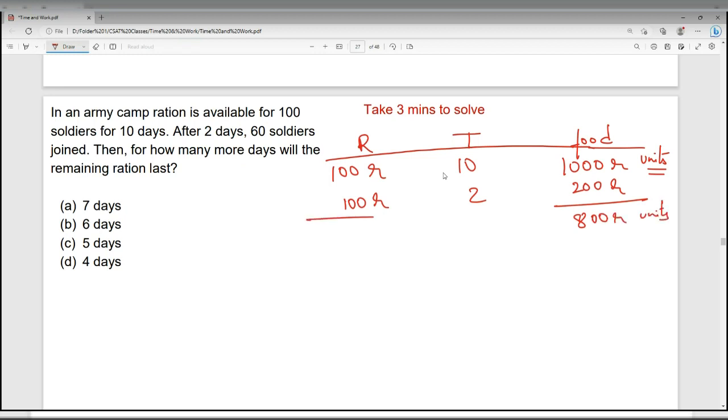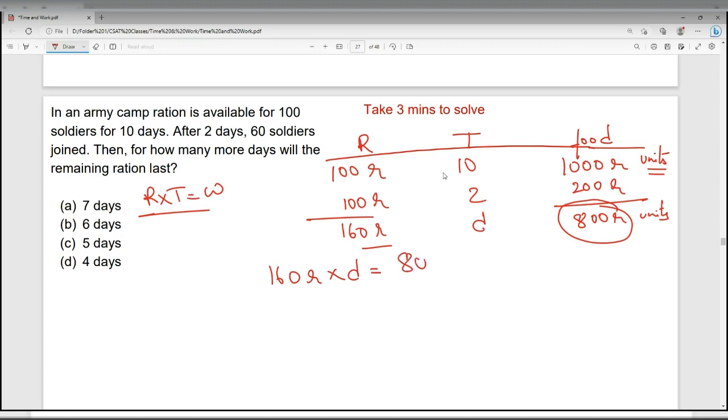Now they're saying 60 more soldiers joined. So 100 becomes 160, and the same eating speed, eating efficiency or whatever it is, so that is same. And they're asking for how many days will this remaining part last. So let that be D. So we can use this R into T is equal to W formula. So we have 160 R into D is equal to 800 R. This is the remaining food units that we have.